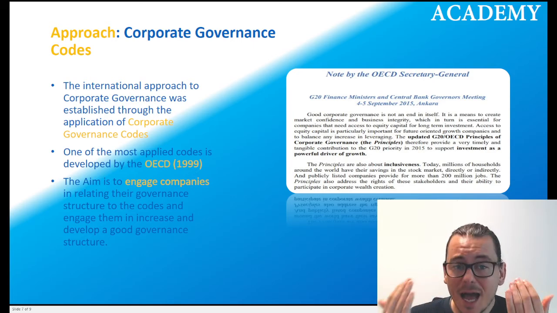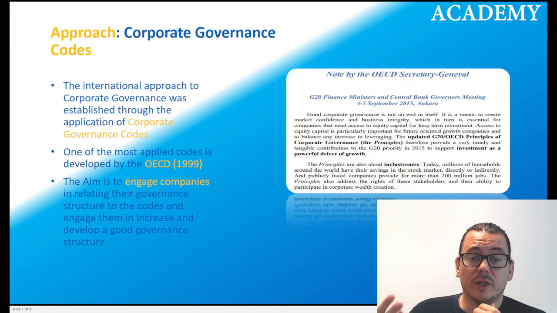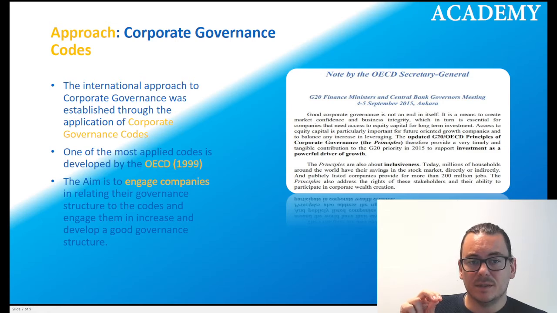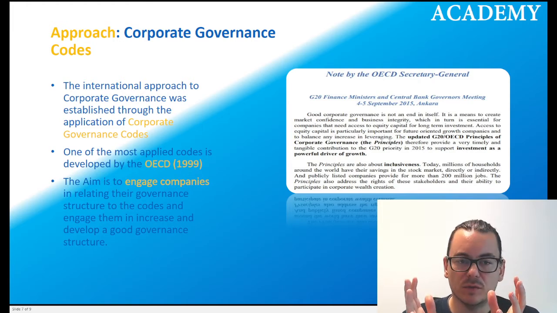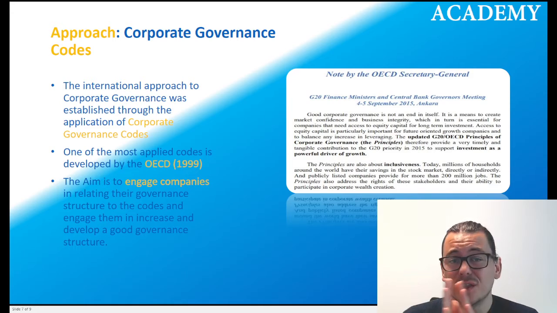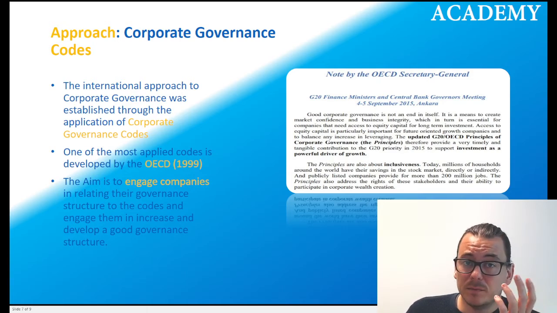So what we have done in society and through regulations, we have put in some codes, some corporate governance codes. And the most applied code is probably the OECD code from 1990. So the aim is here to engage companies to react to their stakeholders to secure good corporate governance. So it's guidelines, it's soft law, it has nothing to do with hard law. And that might be a problem. Here you can see the video on soft law versus hard law.